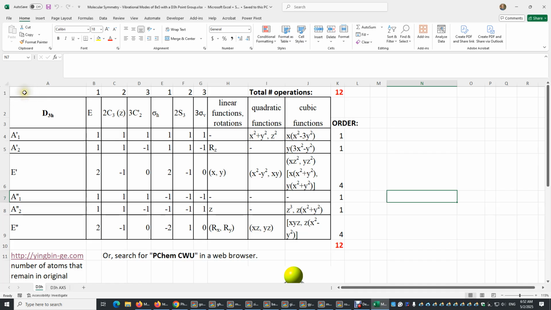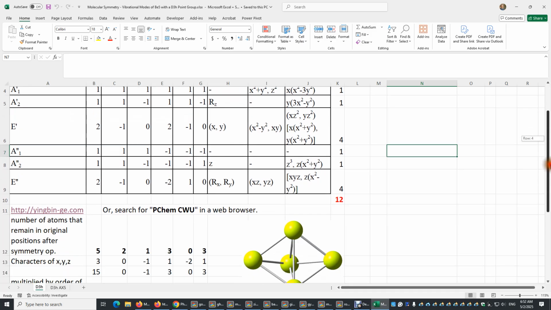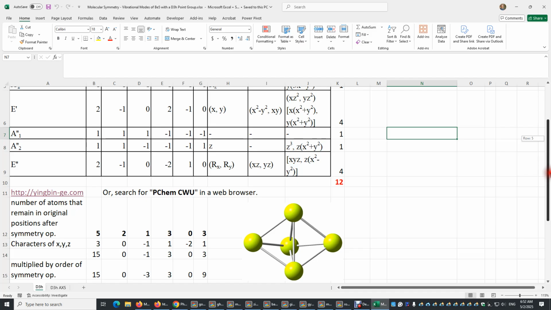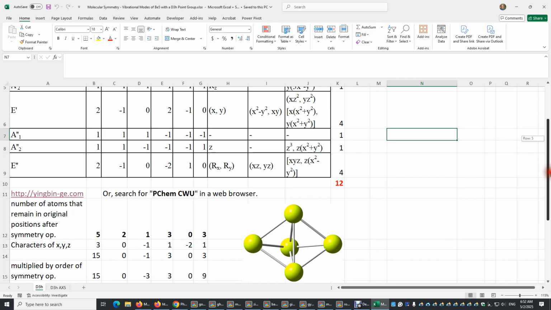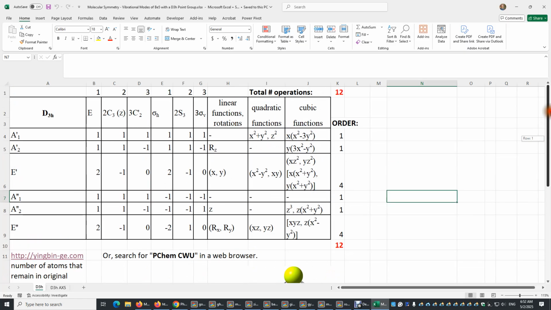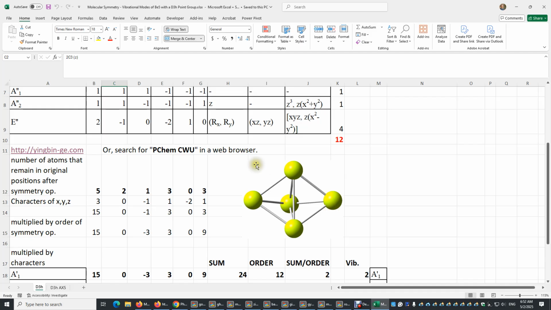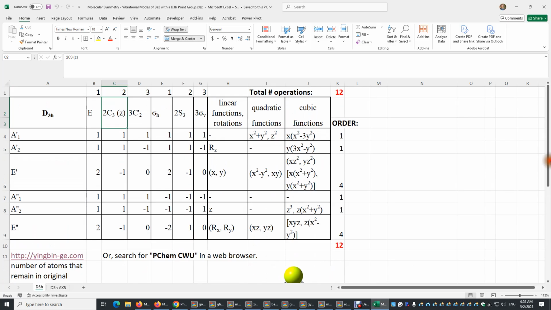Now let's get back to the character table. First, we need to know the symmetry operations. Here's one example. You have 5 atoms with a number of symmetry operations, in total 12 symmetry operations. You have the identity operation. You have 2 C3 operations. That means we can have this atomic cluster or molecule rotate about the principal axis 120 degrees or 240 degrees. That's why you have 2 of those.